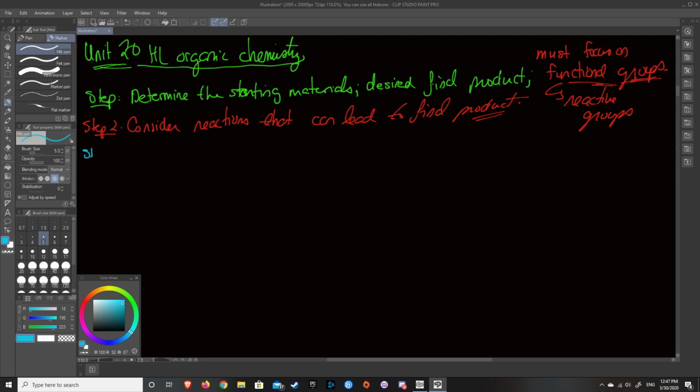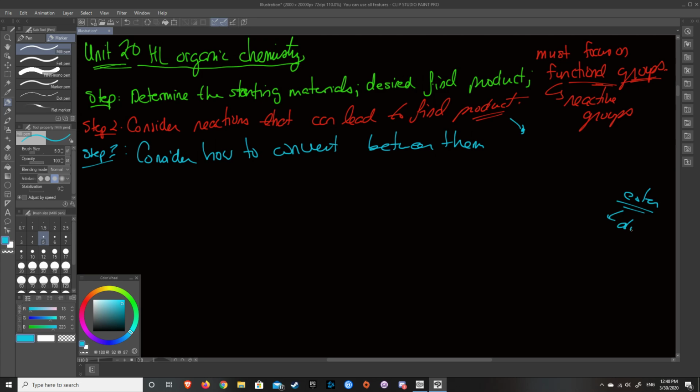So step three is to consider reactions that can lead to the final product, or vice versa, and then consider how to convert between them. So in this one, you could just say, okay, well, we end with an ester, so we know esterification. So we know we need an alcohol, and we know we need carboxylic acids. So we know we need these two.